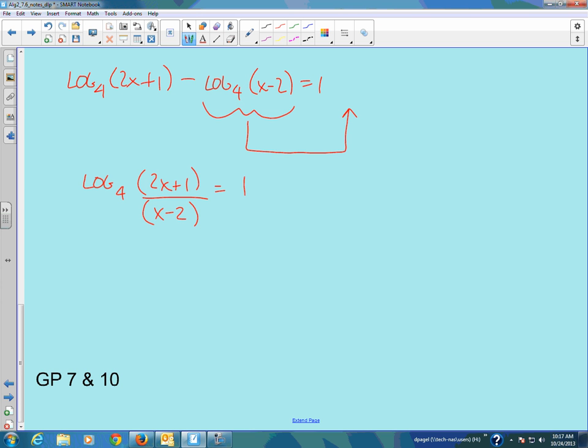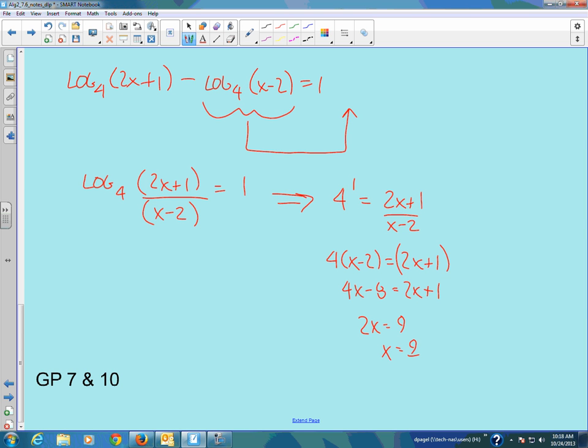And here, we're again at the point where we're ready to just change our form. So this is going into exponential form. It's 4 to the first is equal to 2x plus 1 over x minus 2. And then get rid of that x minus 2 on the bottom. So multiplying by x minus 2 gives me 4 times x minus 2 equals 2x plus 1. 4x minus 8 is 2x plus 1. 2x is equal to 9. x is equal to 9 halves.